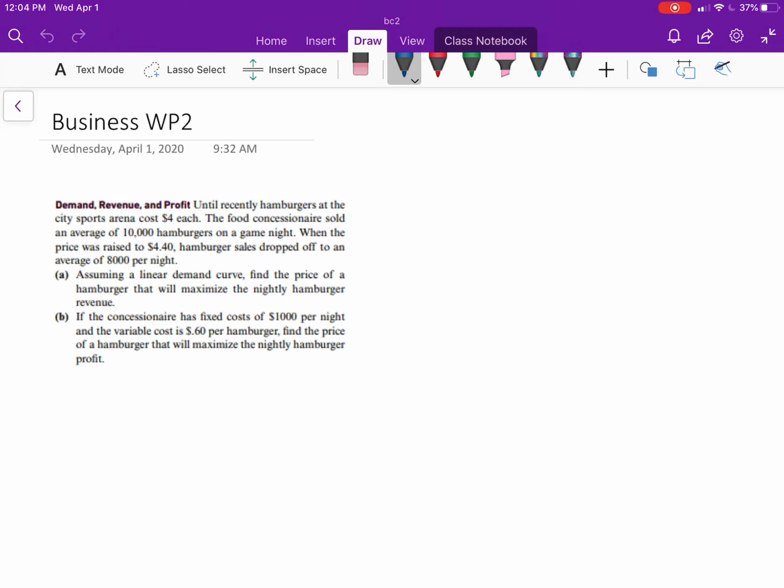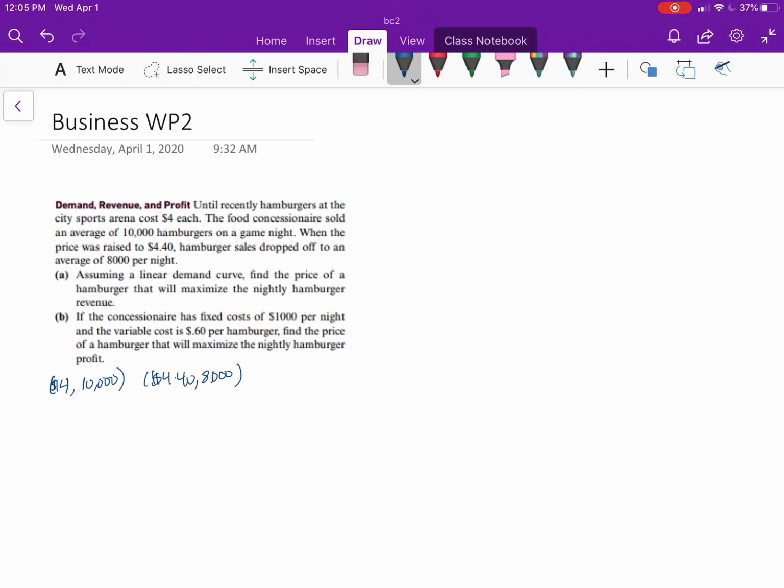So we can look at that as two data points, right? If it's $4, we sold 10,000. And the second data point, if we raise the price to $4.40, they only sold 8,000, right? Which makes sense. You raise the price, you won't sell as much. Assuming a linear demand curve, find the price of a hamburger that will maximize the nightly hamburger revenue. So we're looking for the price.